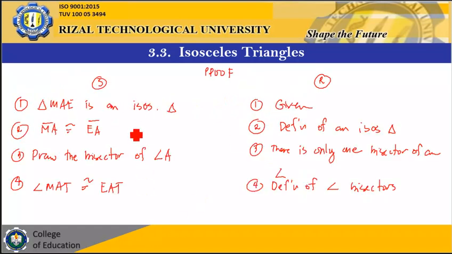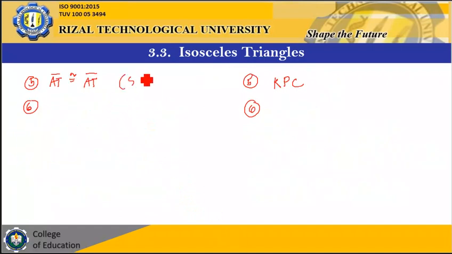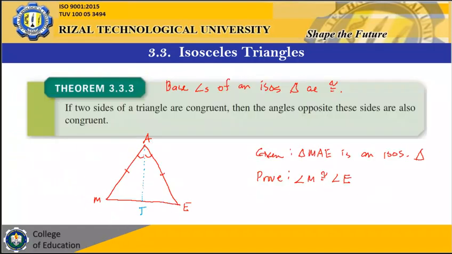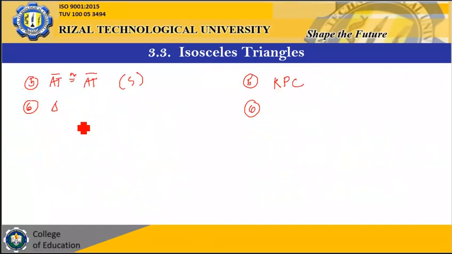And we already have a side, an angle that is congruent, and an included angle. We also have a side that is congruent. So we can already show that triangle MAT is congruent to triangle EAT because of the SAS congruence postulate.